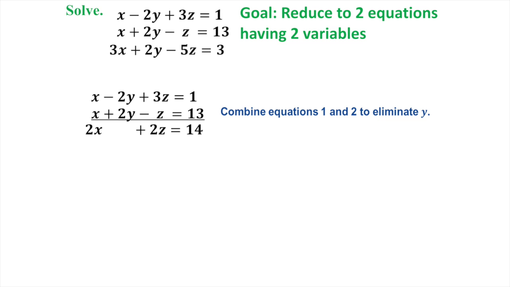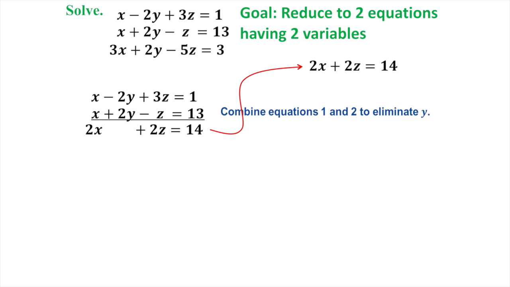So x plus x gives me 2x, my negative 2y plus 2y gives me 0, so we leave that off. And then 3z minus z gives me 2z, and 1 plus 13 is 14. Okay, so this is one equation with two variables. So far so good. Now I'm going to write this one up here just so I have some room.